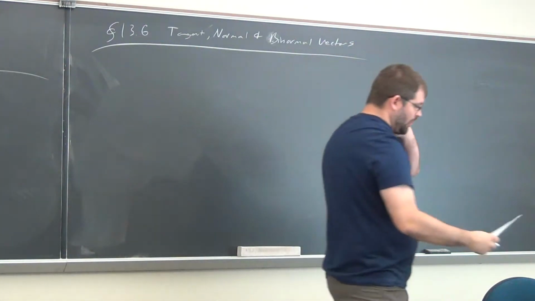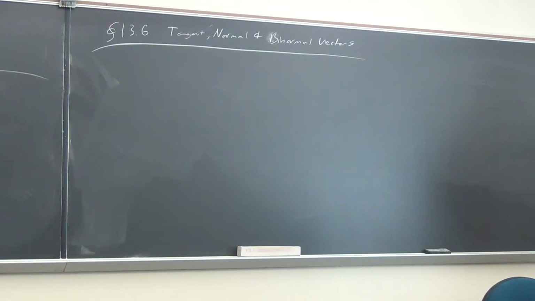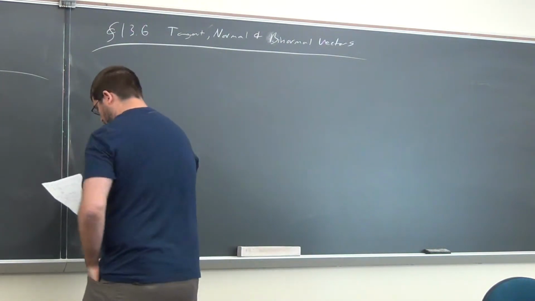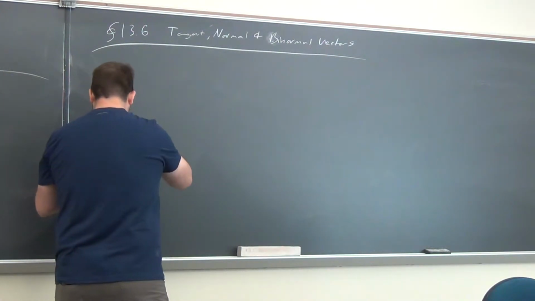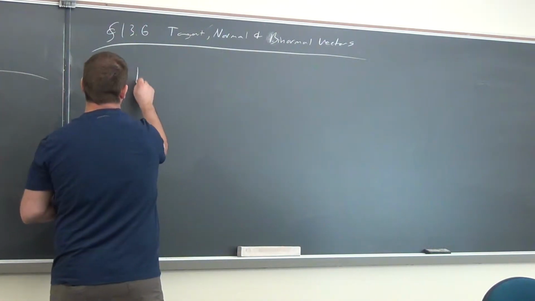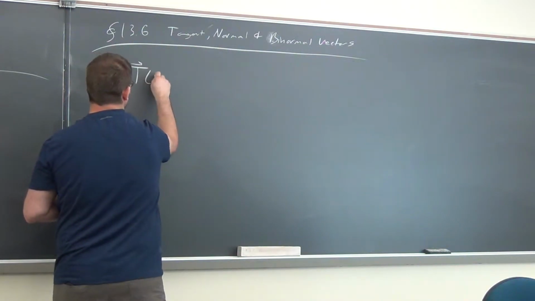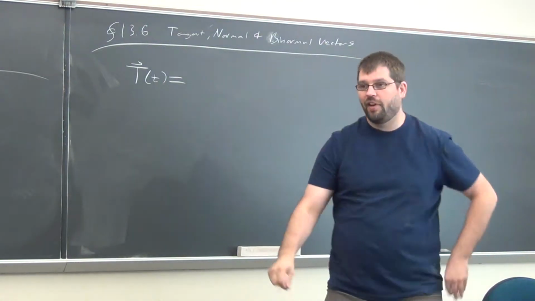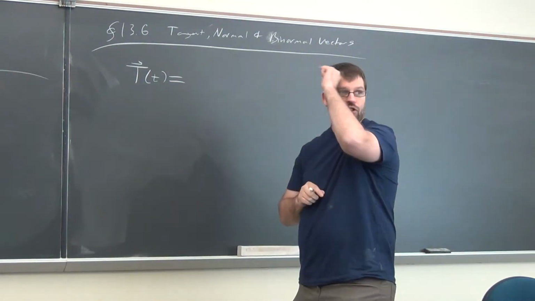Okay, so in this section we'll talk about tangent, normal, and binormal vectors. Let me just define them first, and then maybe we'll talk a little bit about what they are. So we've already seen this. This is all under the assumption that we have some vector valued function r.